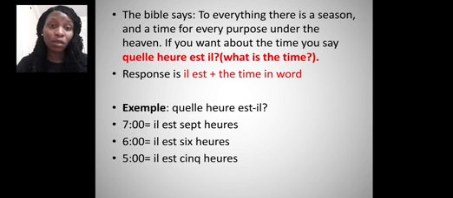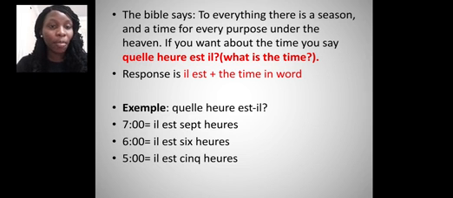And your response will be il est, it is, plus the time in words. When I say words, that is, you write it in words, like 7, you are going to write it S-E-V-E-N. That's what it means. Il est, it is, plus the time in words. Okay, let's take a look at our examples.